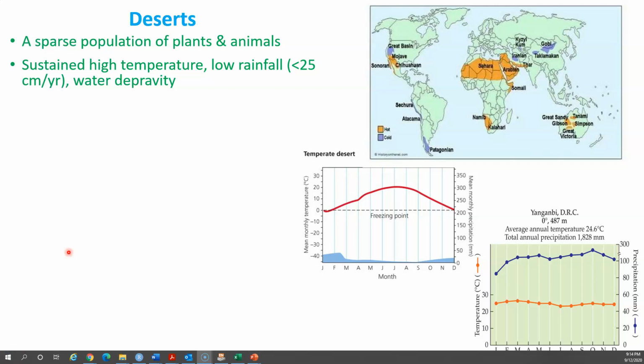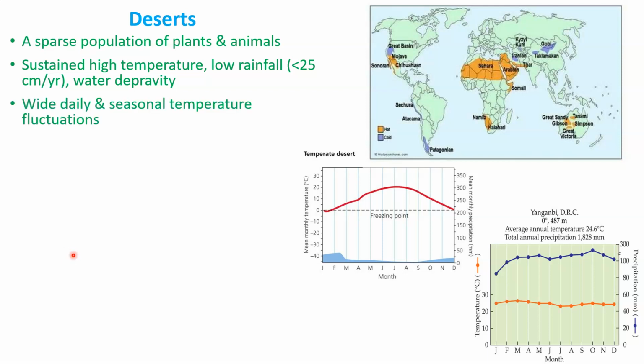Since these environments sustain a very high annual temperature, they also sustain very low rainfall. So because of that, these environments are moisture deprived, right? Water is one of the most critical resources in desert habitats. The temperature can fluctuate between different seasons, within a season, even on a daily basis, right? For example, in temperate deserts, the maximum temperature can go as much as 50 degrees Celsius, right?